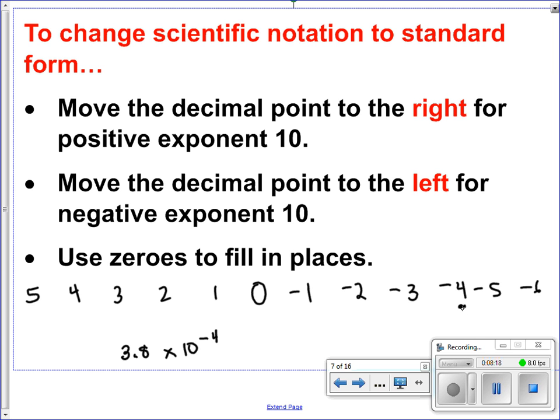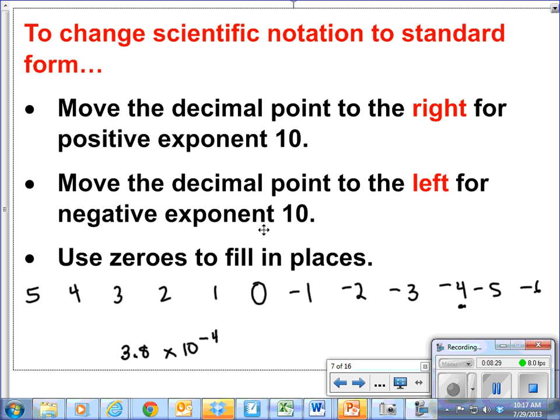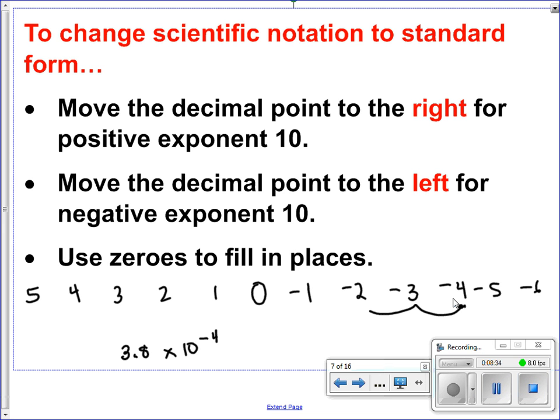Which way do you move your decimal? Well, our decimal is right here, and we're going to move it 1, 2, 3, 4 spaces. So 1, 2, 3, 4, and then you fill in these empty spaces with zeros. So it would actually be 0.00038 as the way to express 3.8 times 10 to the negative 4th in standard form.